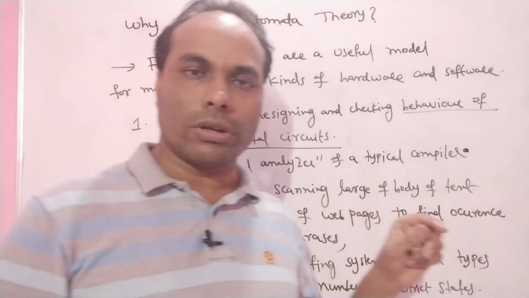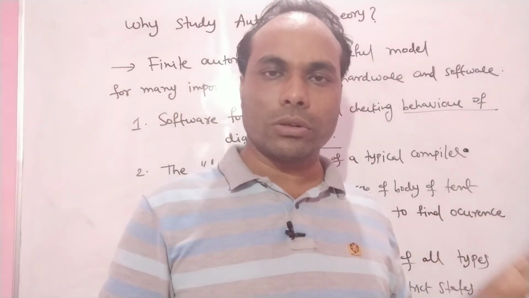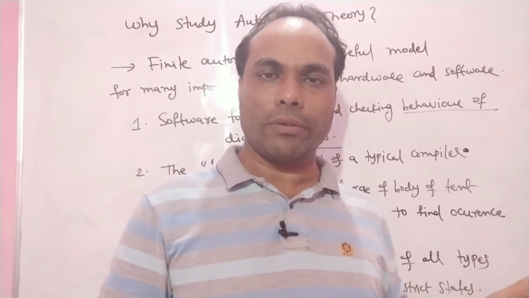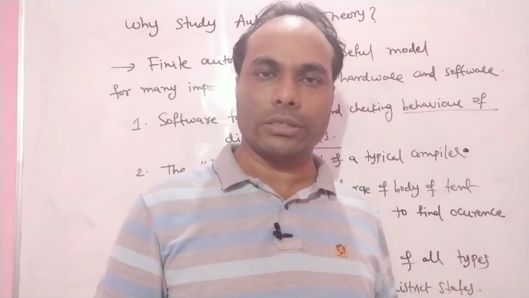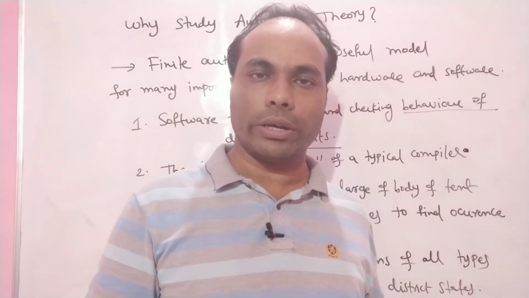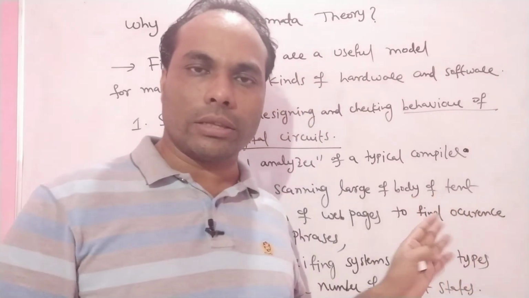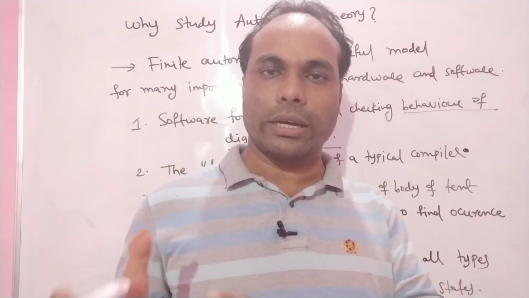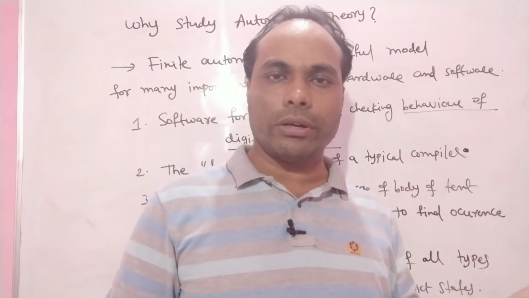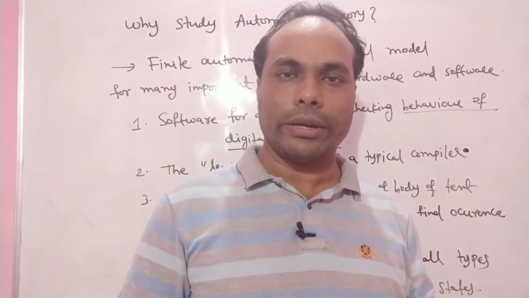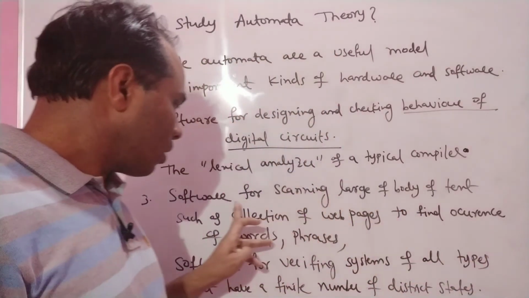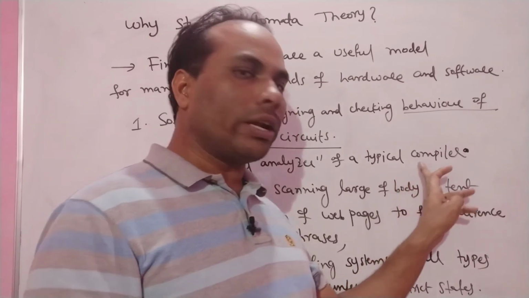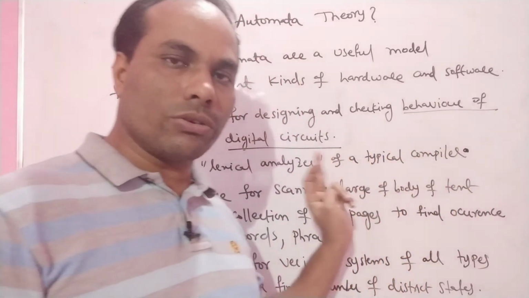Whatever source code you give from the source program, in a high level language, any code, C programming, Java programming, whatever programming you give, the lexical analyzer is going to split that source code into different logical units. Right? These logical units you call tokens. We are going to see this in detail, but you have to understand that the automata is so useful in the lexical analyzer of a typical compiler.